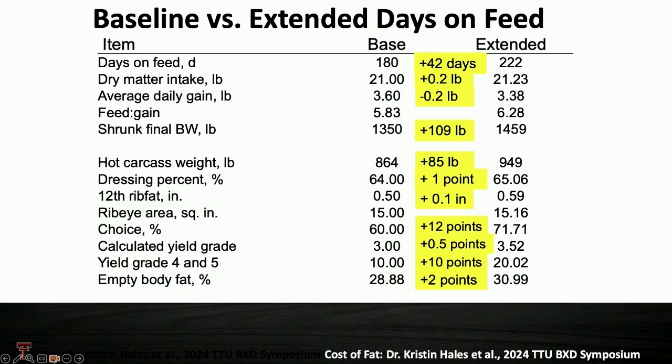One magical thing is we increase dressing percent. Late in the cattle feeding period, we're going to increase dressing percent, the majority of that being fat. We increase that dressing percent 1%. We increase back fat by 1/10 of an inch. We improve choice performance by 12 points or 12%. Yield grade went up 1/2 a unit. Yield grade 4s and 5s went up 10% in that time frame, and empty body fat went up 2%.